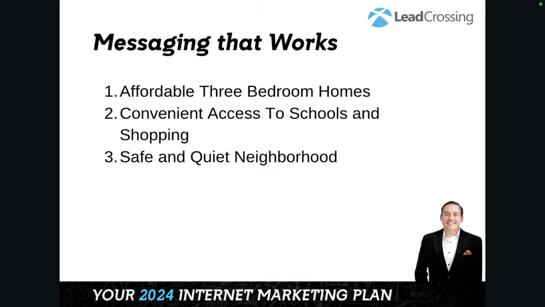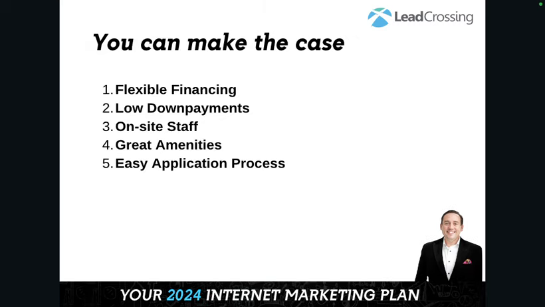So here's some examples of things that oftentimes work. Talking about having affordable 3-bedroom homes, convenient access to schools and shopping. These can be important for all age communities. For 55 plus, it might be amenities. That it's a safe and quiet neighborhood. That's important to pretty much everyone. And because you're an MH and it's not just a random home for sale, you can speak to some of these things a little more directly and really communicate the points well. So you can most likely make the case also for these things.